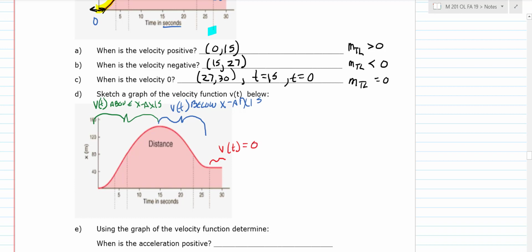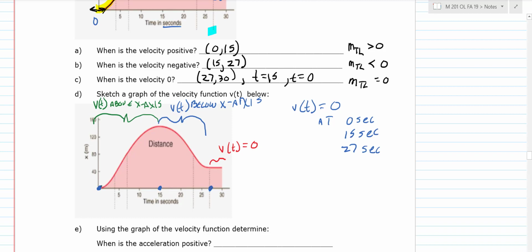So you just think of what's going to happen here. The other thing is where do we have 0 velocity? It looks like the velocity is 0 at 0 seconds, 15 seconds, and I'm estimating at 27 seconds. So a good way to start this graph is like this. If you have 0 velocity, that means the graph of the velocity function will be on the x-axis at those points right there. So that's where you have a velocity that's 0.